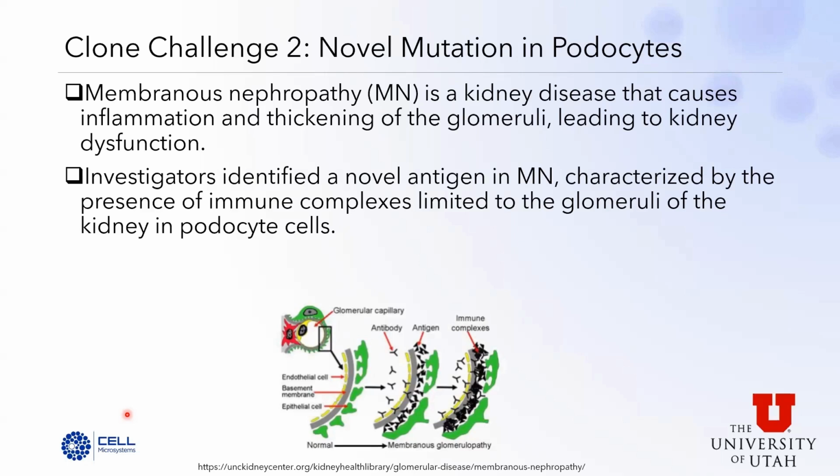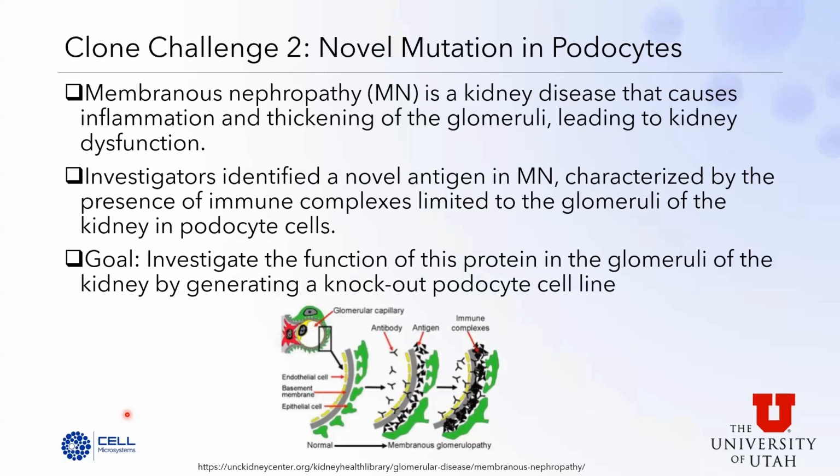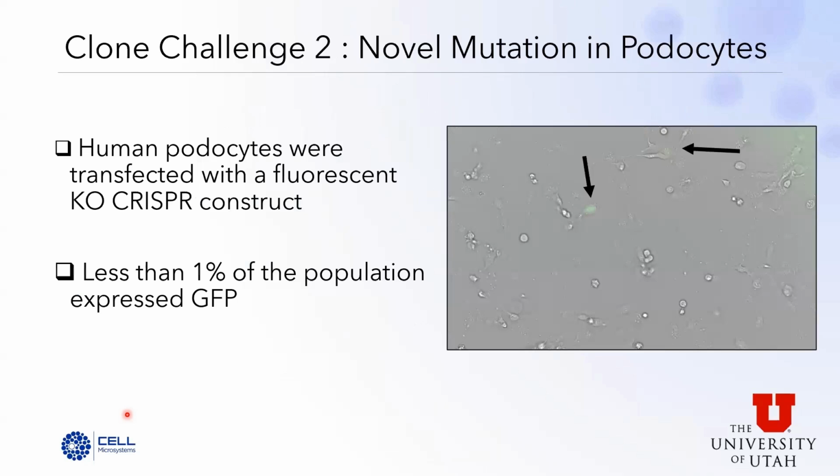So they wanted to make these novel mutations in a rather challenging primary human podocyte cell line. Their goal was to investigate the function of this protein by generating knockout podocyte cell lines. They provided us with both the constructs for a CRISPR knockout as well as the human podocytes that they were hoping to generate the mutation in.